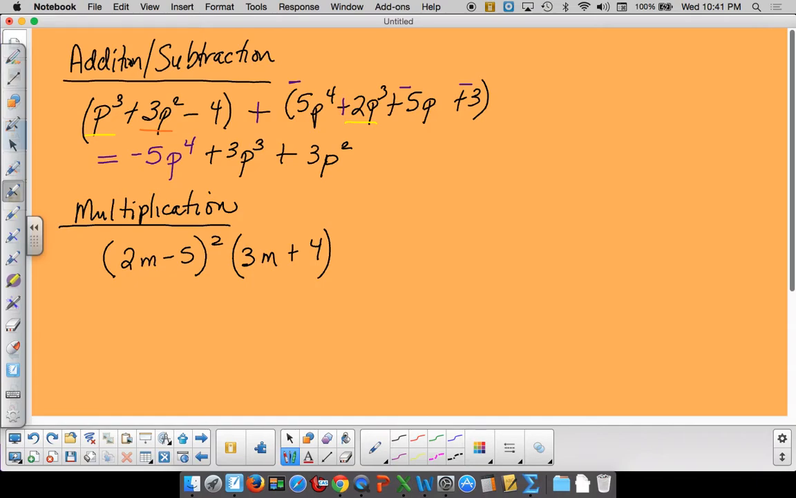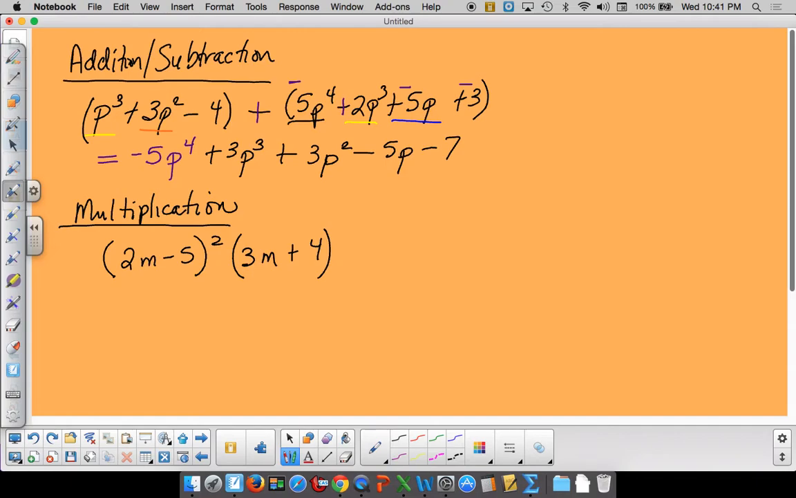Then I'm looking for any p to the firsts, which I see just one. So I would also then have a negative 5p that's coming into this. And then last but not least, my constant numbers. And I see a negative 4 and a negative 3, which would leave me with a negative 7. And now you have subtracted the two polynomials and combined the like terms. So that's simply working with simplifying a polynomial. That shouldn't be a major big issue.